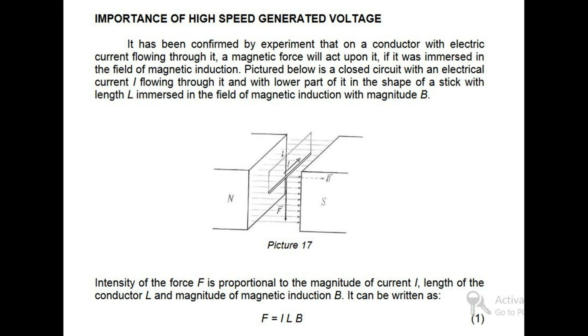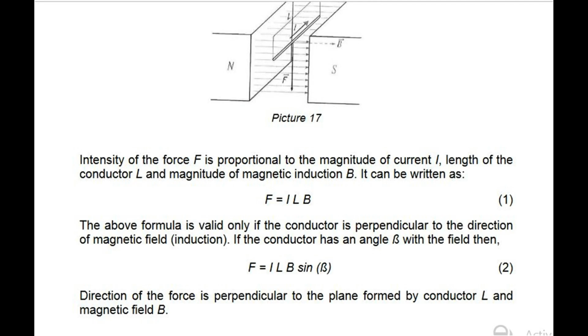Pictured below is a closed circuit with an electrical current I flowing through it, and with lower part of it in the shape of a stick with length L immersed in the field of magnetic induction with magnitude B. Intensity of the force F is proportional to the magnitude of current I, length of the conductor L, and magnitude of magnetic induction B. It can be written as F = ILB. The above formula is valid only if the conductor is perpendicular to the direction of magnetic field induction.